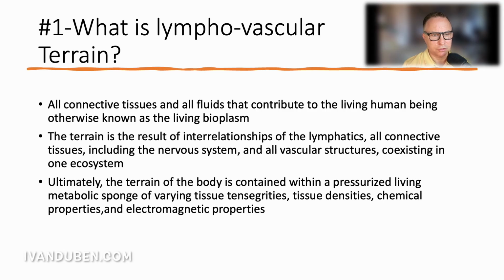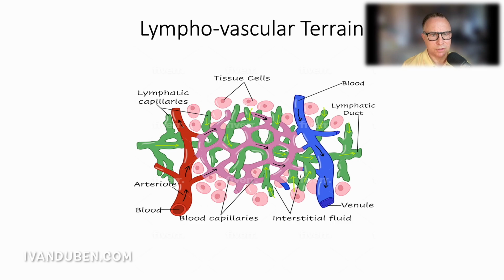Ultimately, the terrain of the body is contained within a pressurized living metabolic sponge of varying tissue tensegrities, tissue densities, chemical properties, and electromagnetic properties. This image you've seen before, just again reminding us of the interrelationships between the tissue cells, the veins, the arteries, the blood capillaries, and the interstitial fluid.